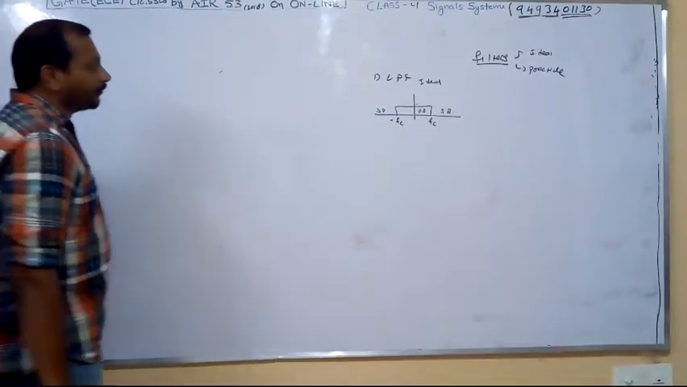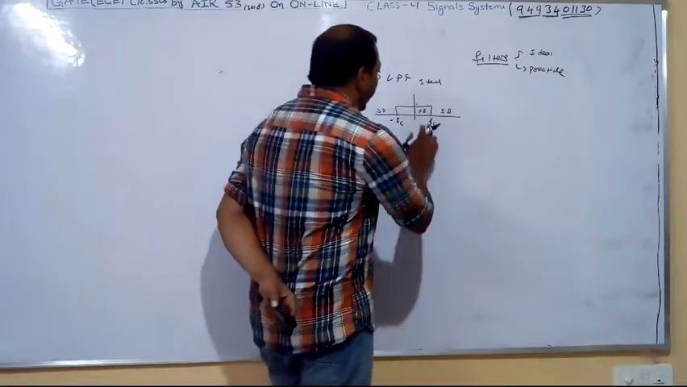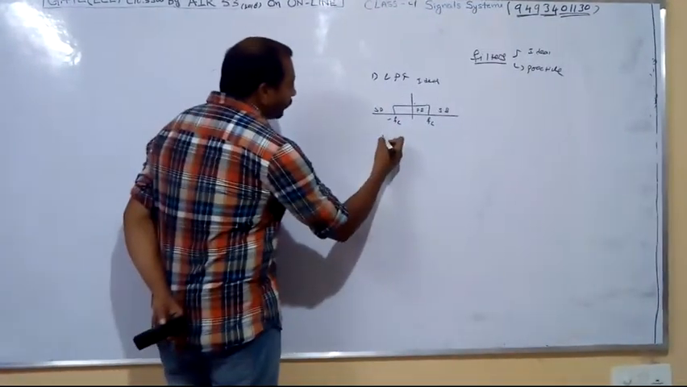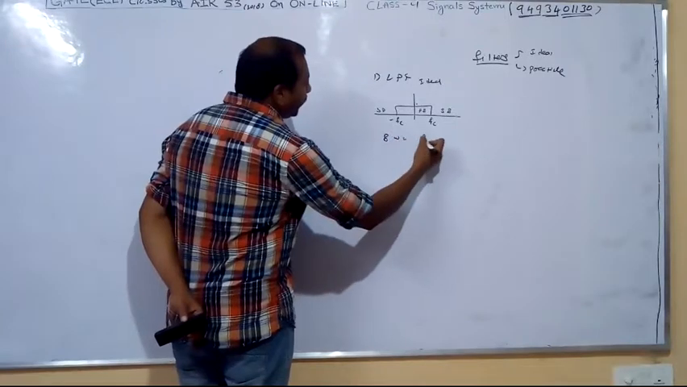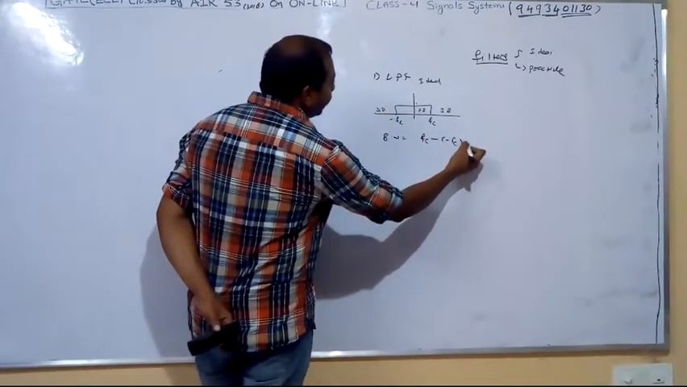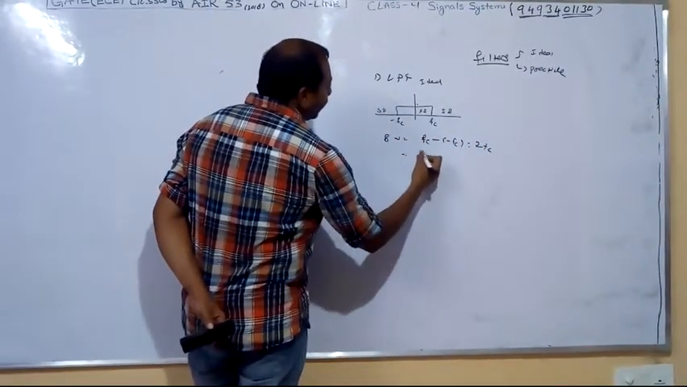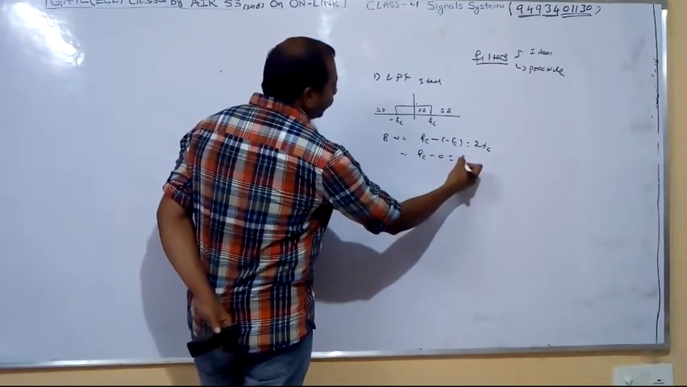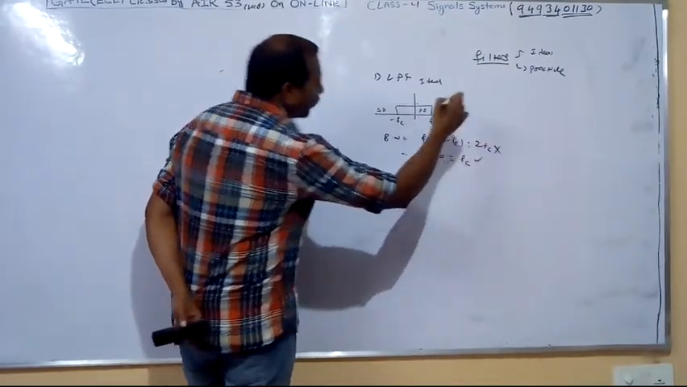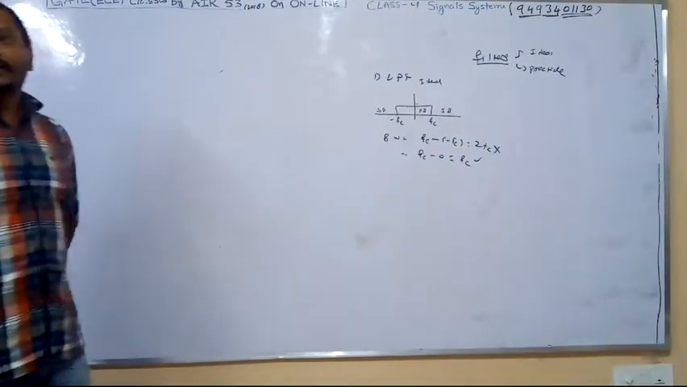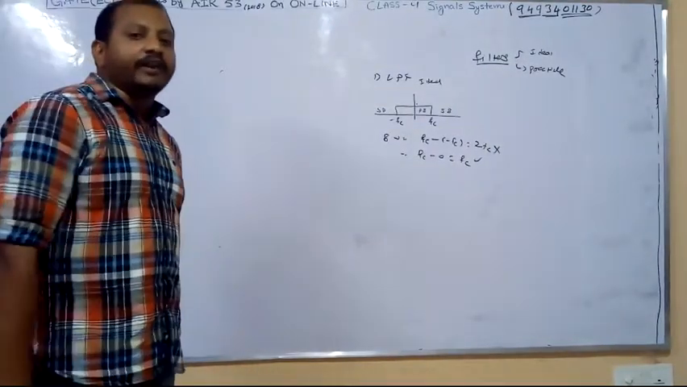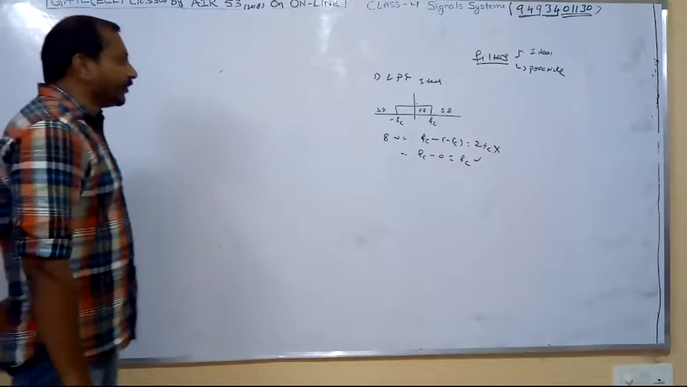For a practical low pass filter, now coming to what is the bandwidth of the signal? Bandwidth is equal to simply fc minus (minus fc), which is equal to 2fc, or fc minus 0, equal to fc. Which one is correct? The second one is correct, the first one is wrong. While calculating bandwidth, we will consider only positive frequencies, so the first one is wrong.